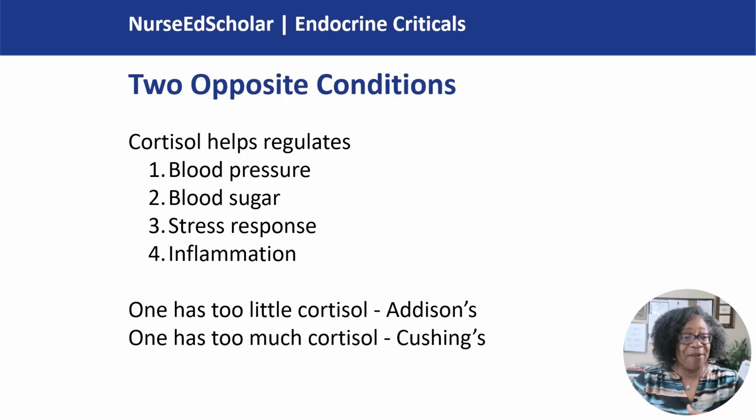Okay. So, like I said, everything comes down to one hormone, and that is cortisol. Now, remember, cortisol helps regulate blood pressure, blood sugar, stress response, and inflammation. So think of it like this. Addison's disease has too little cortisol. Cushing's disease has too much cortisol. So I'm going to say it again. Addison's, low cortisol. Cushing's, high cortisol. And that one idea will help you understand and explain everything.